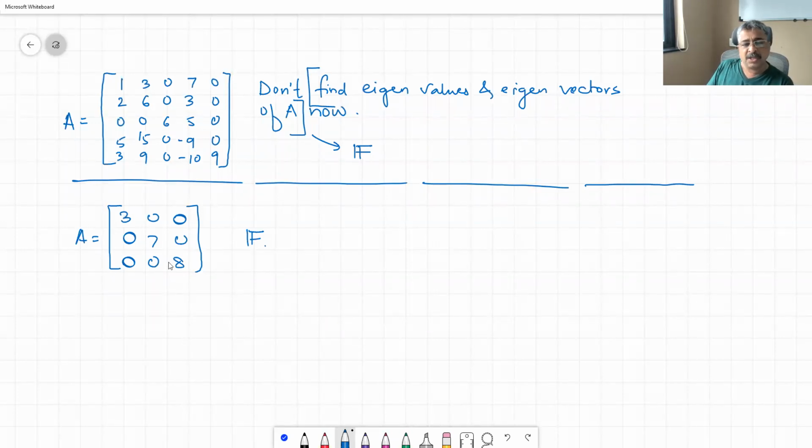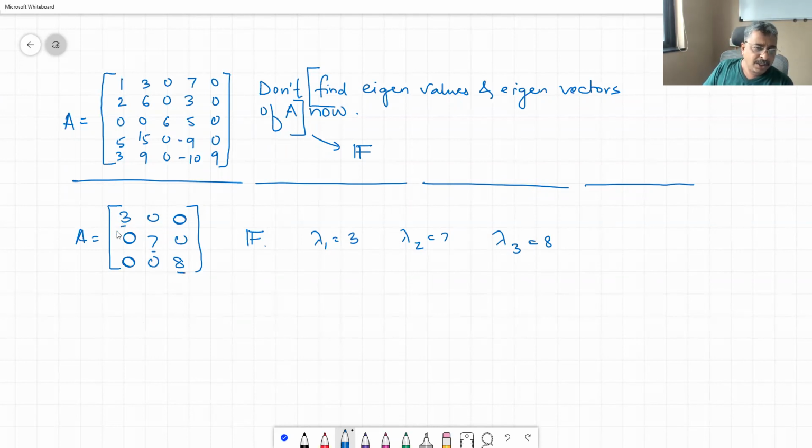Now, this is a special matrix where all non-diagonal entries are 0, and therefore by procedure you must have got those eigenvalues: lambda 1 is equal to 3, lambda 2 is equal to 7, and lambda 3 is equal to 8. But you need not do any calculations for this kind of matrix. These values are the eigenvalues then and there itself.